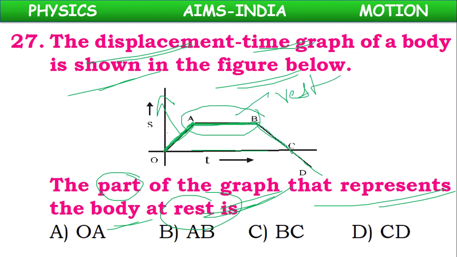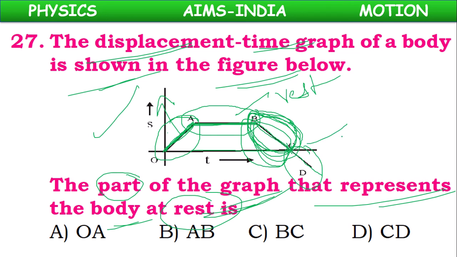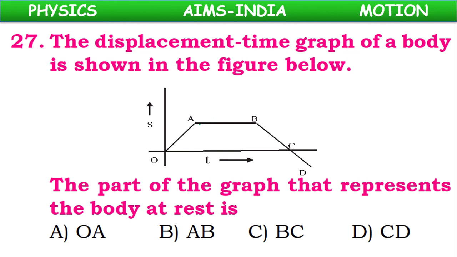From B to C, displacement is decreasing continuously, or velocity is decreasing continuously. It is in movement. So in the OA part, this BC part and CD part, there is some movement, either velocity increasing or velocity decreasing. But in the AB part, there is no change in the displacement. So this part can be considered an example for rest position. So AB is the correct answer.